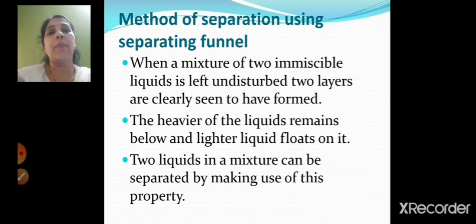So if you leave them undisturbed, what will happen? You can see two different separate layers. The heavier liquid remains below, and the lighter liquid floats on it. As I told you, water is heavier than kerosene, so you can see water below, and the lighter liquid, that is the kerosene, will float on water. Two liquids in a mixture can be separated by making use of this property. So by using this separating funnel, we can separate two liquids in a mixture.